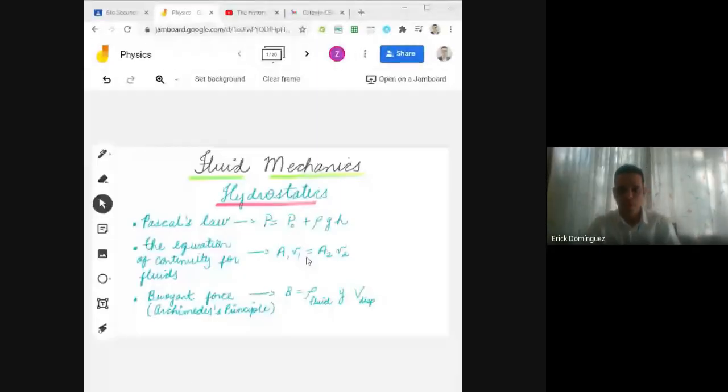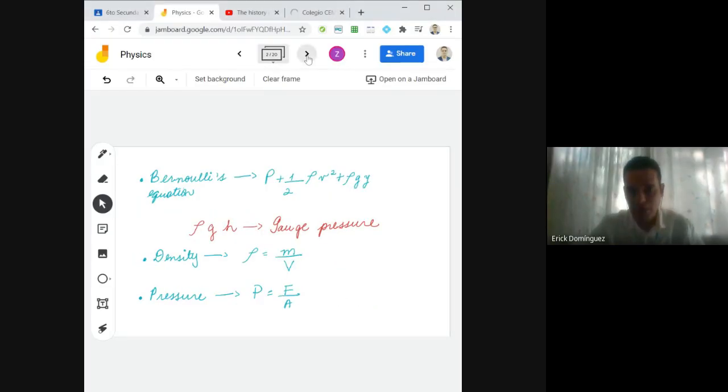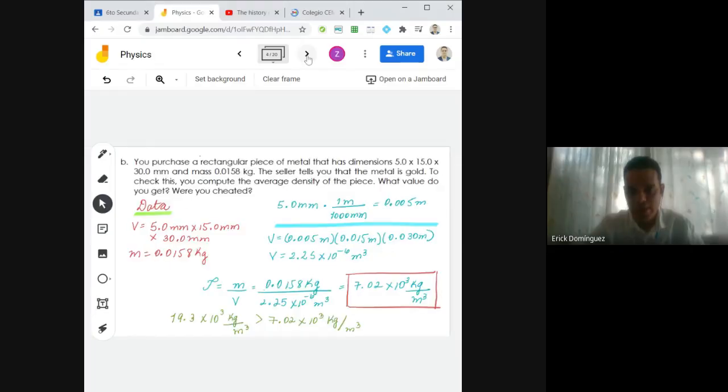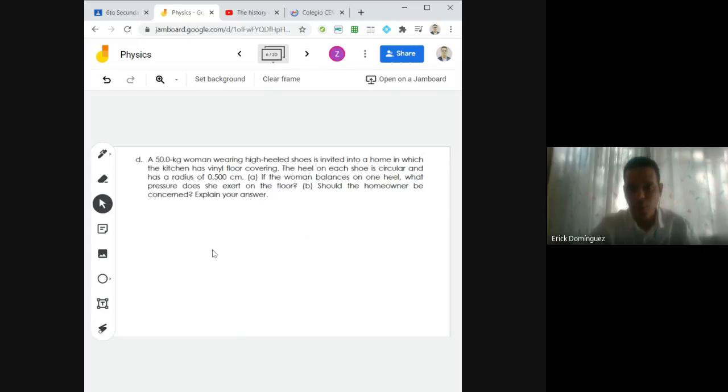So remember, these are the formulas that we have pre-set up, fluid mechanics. Pay attention to them because we're going to be doing more exercises, and those exercises will contain more formulas to use. Basically, the exercises that we have been doing were for solids, so checking density, checking mass for solids. We're gonna see one last one about solids, and then we're gonna move on to fluids.